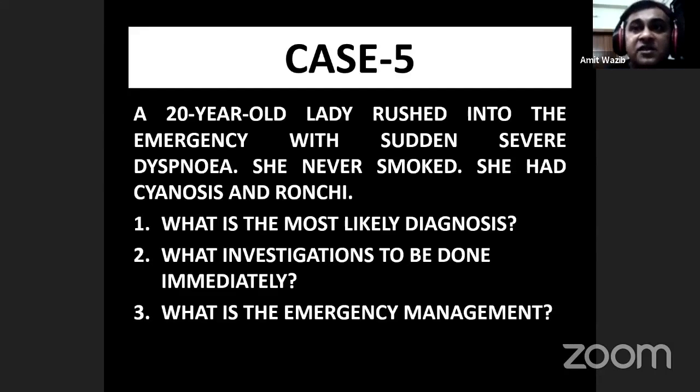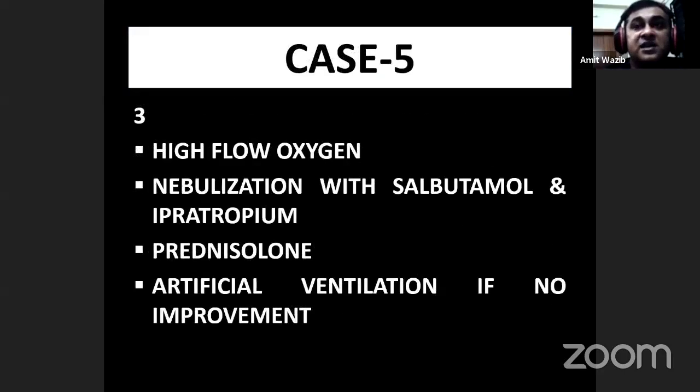So what kind of asthma? It is a case of acute severe asthma, because it forced the patient to come into the emergency to get relief. The patient couldn't wait at home. So this is a case of acute severe asthma. What investigation to be done is arterial blood gas. And arterial blood gas shows type 1 respiratory failure. And what is the emergency management? Actually, the emergency management is high flow oxygen.